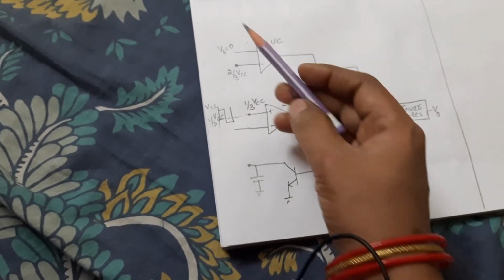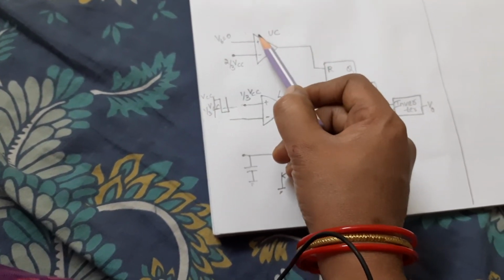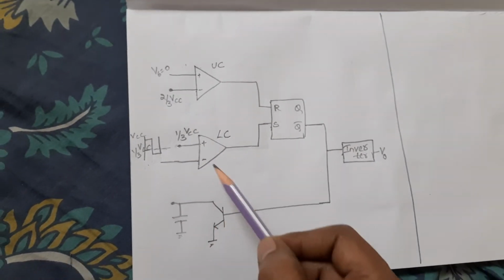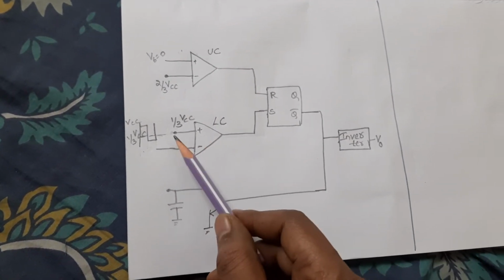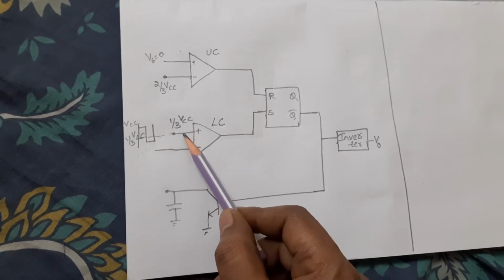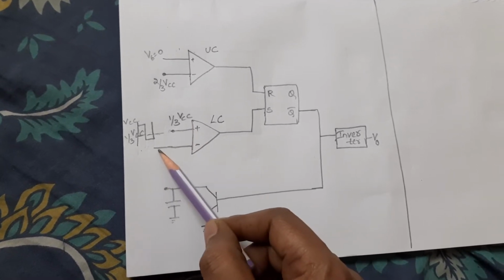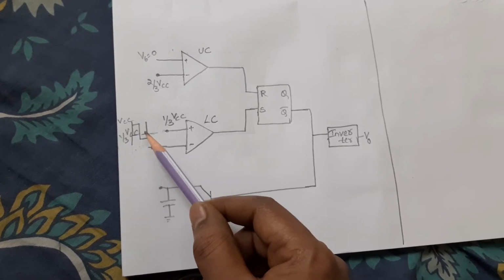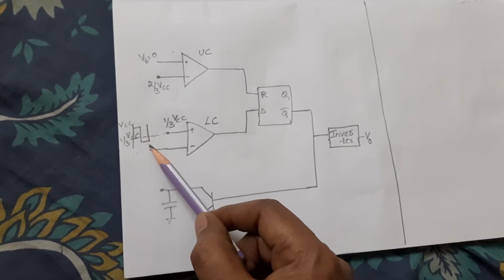Same values: upper comparator V6 is 0, and the negative terminal will be at 2/3 VCC. And the lower comparator's positive terminal is 1/3 VCC and the negative terminal is the second pin. For this second pin, we are now giving the negative going triggering pulse.